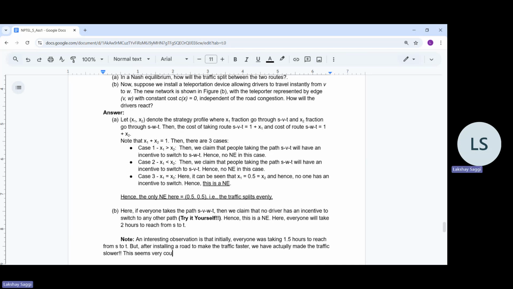This seems very counterintuitive, and it is called the price of anarchy. Some people like to call it that. Because everyone has individual preferences, even if we are trying to help the network, we still have to pay some cost and we actually make the network slower. We are paying this price of 0.5, and this is called the price of anarchy.